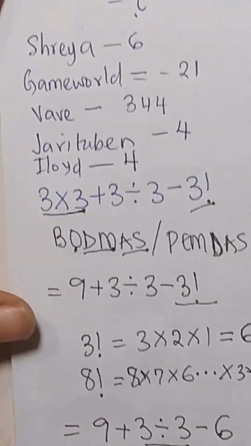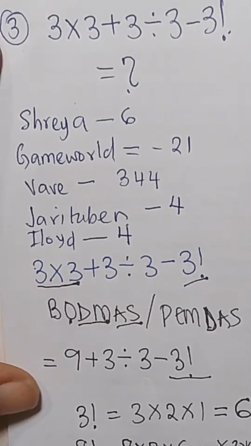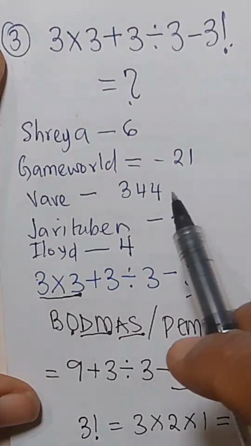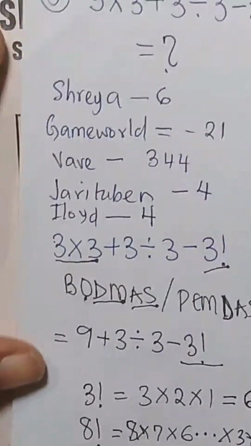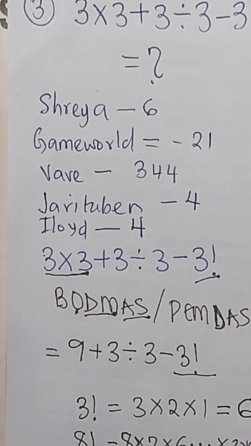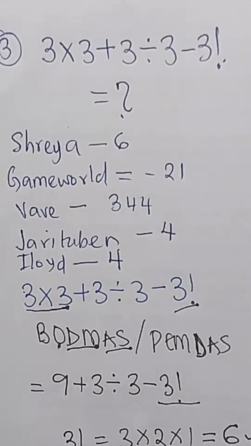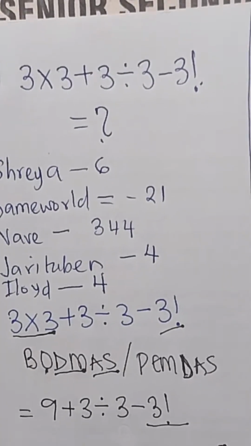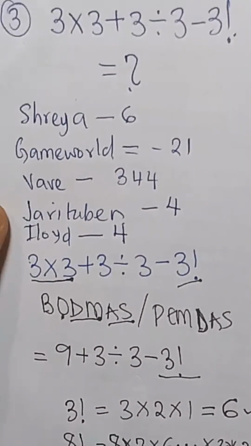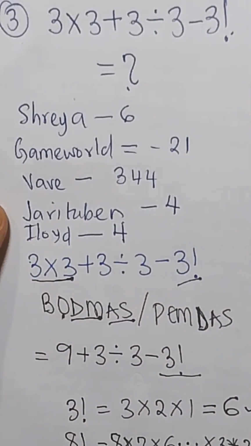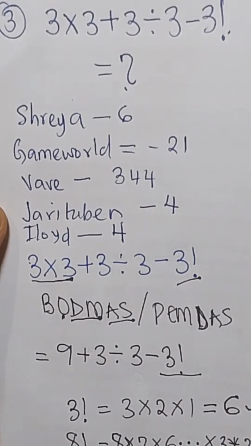All right, so let's go to those who solved the question. Shreya, you said 6, so 6 is not correct. Gainward, you said minus 21, but you later said that 4 is the right answer. Viv, you said 344, and that is not correct. Jari to Ben, I'm giving the clap to you. You got it right. And Lloyd, you got a clap too, and to others who supported this particular question. Lloyd, you later changed. You wrote 1, you wrote 6, but initially you got the answer correct. So the answer is 4.